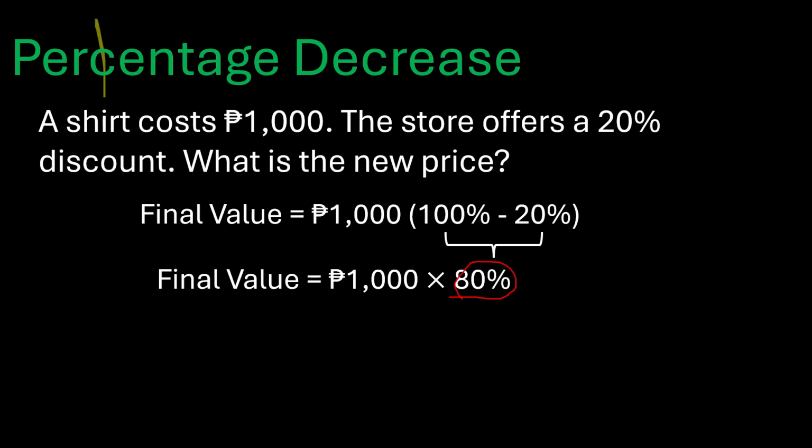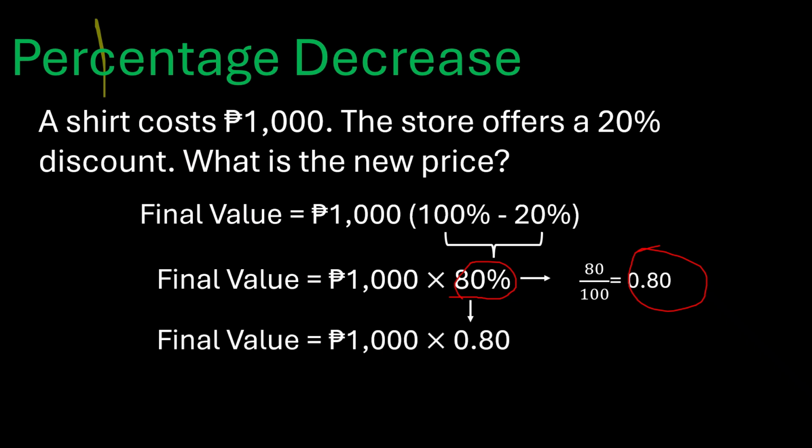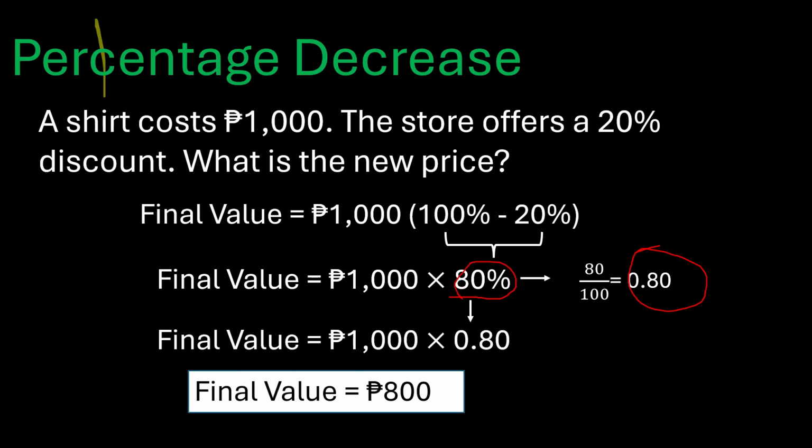Before multiplying, convert the percentage into decimal form. We divide 80 by 100, so 80% becomes 0.80. Now multiply 1,000 pesos times 0.80 equals 800 pesos. Therefore, the new price of the shirt is 800 pesos.